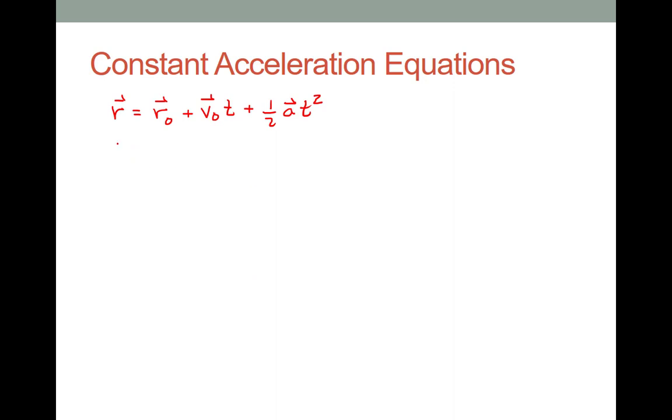is found by taking the derivative of this. So dr/dt gives us the velocity, and that is going to equal the derivative of r naught, which is 0, the derivative of v naught t, which is v naught, and the derivative of the 1/2 at squared term becomes the acceleration multiplied by time.